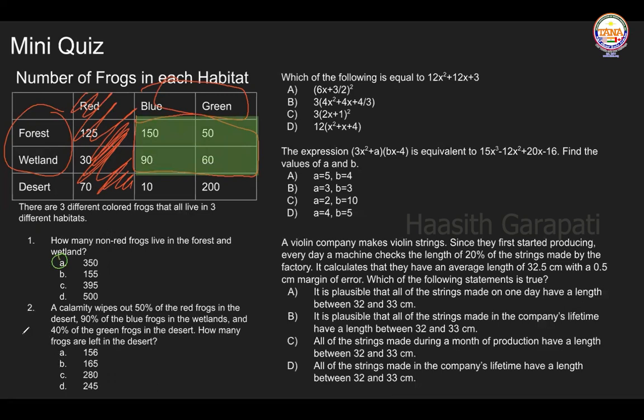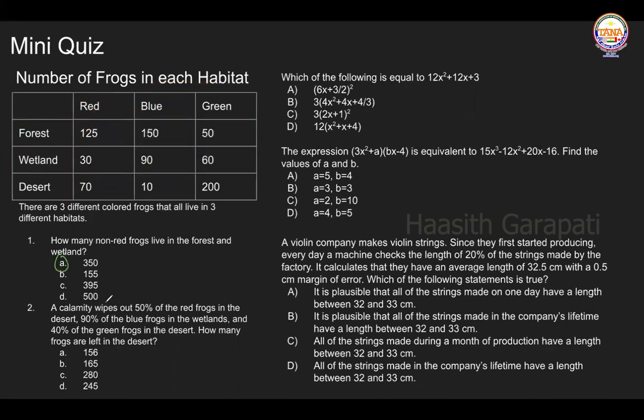Okay, question 2, a whole bunch of percentages. I like to mix questions up like that. A whole bunch of stuff happens. How many frogs are left in the desert? A calamity wipes out, let me clear first so I can get space, 50% of the red frogs in the desert. So 50% of 70 is going to be cut down to 35.